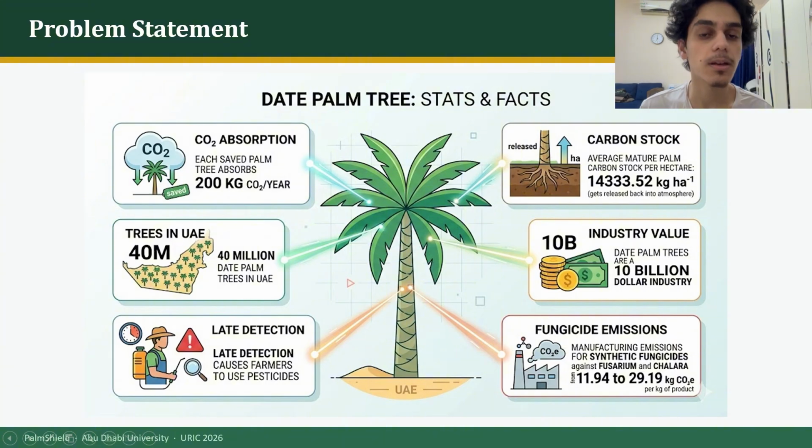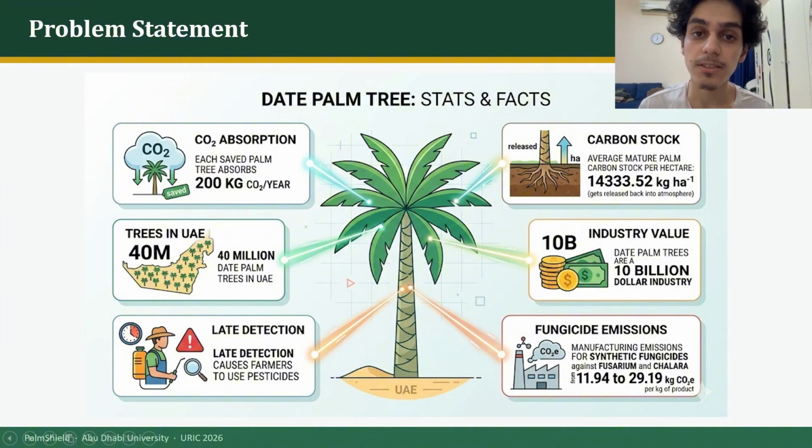So to begin with, palm trees. They are a multi-billion-dollar industry and there are 40 million of them in the UAE alone. They are important to the agriculture, to the food supply and the culture of the UAE. They are also a great asset in our fight against global warming as they can absorb up to 200 kilograms of carbon dioxide per year.